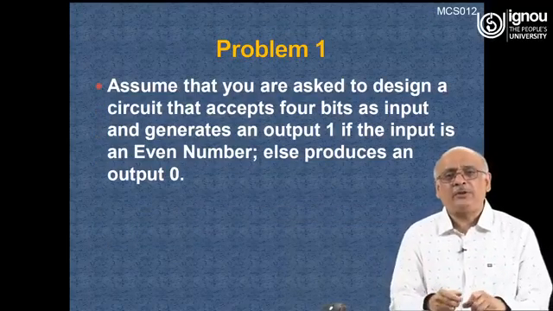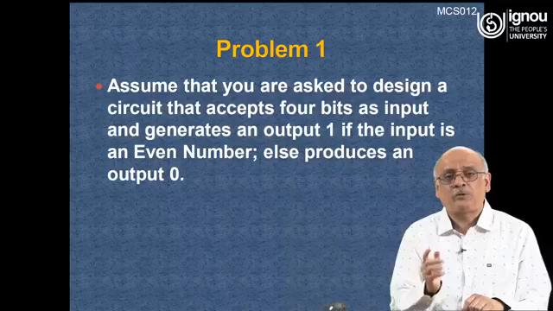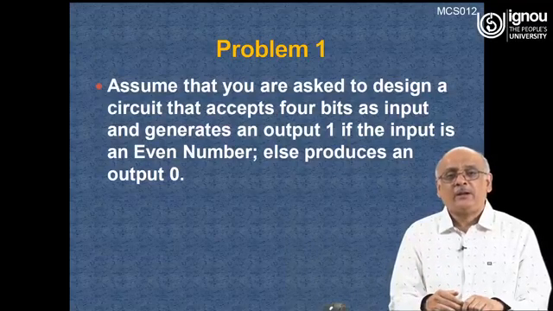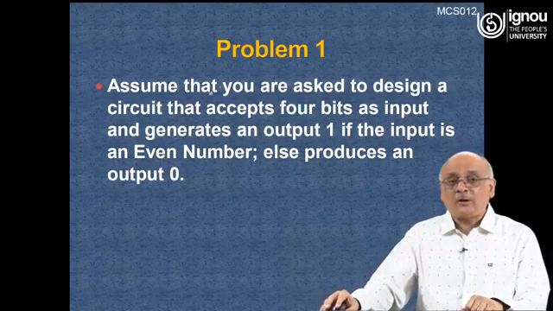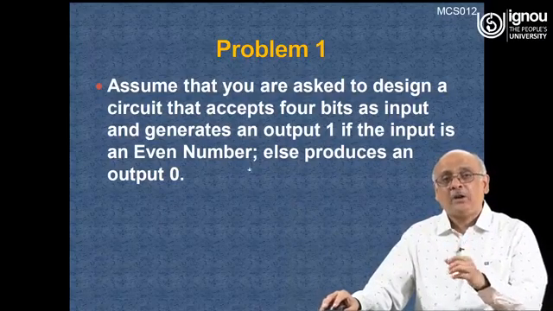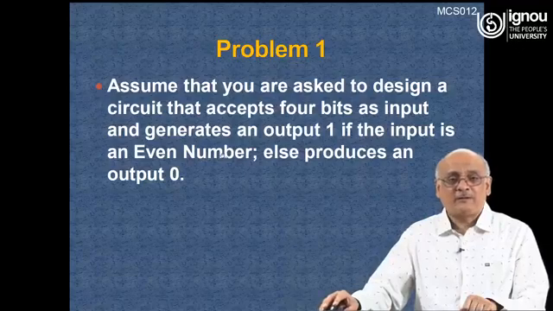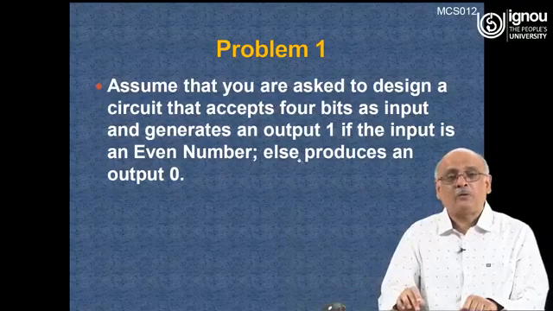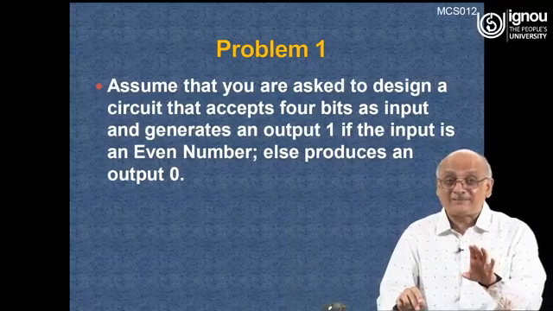So assume that you are asked to design a circuit that accepts 4 bits as input and generates an output 1 if the input is an even number, else produces an output 0. So this is our problem. This normally is not going to be implemented in a circuit design, but just for the sake of explanation we are using it, because we are very much familiar with even and odd numbers. So if the input is even, in terms of decimal number, then it should produce an output 1, otherwise it should produce an output 0. So a circuit can be designed to do this particular activity also.